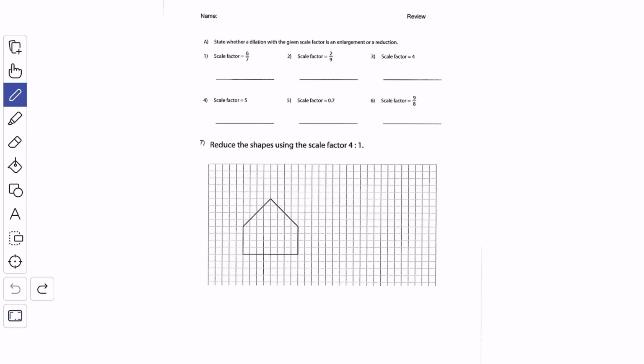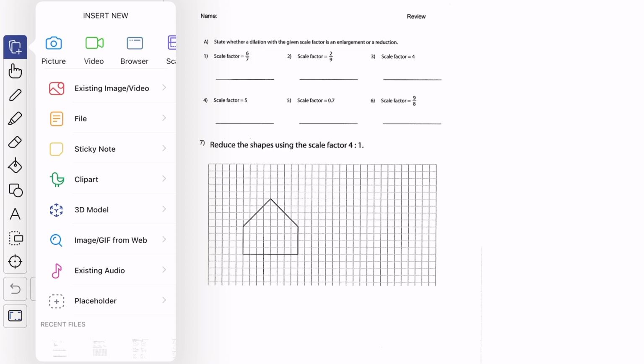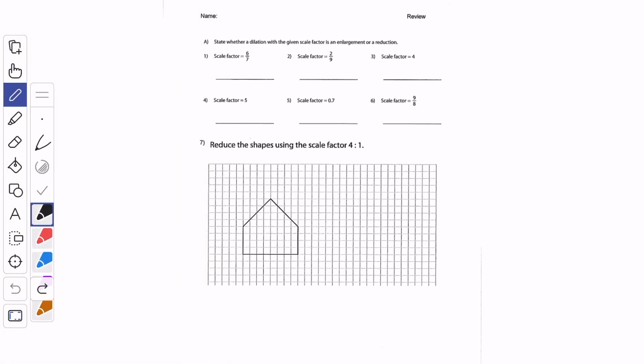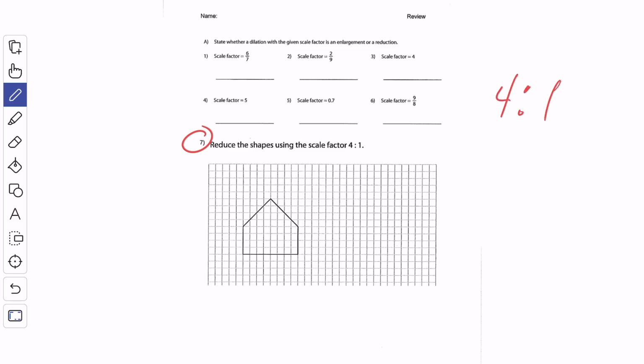All right, so we're going to go over a couple of the questions for this one as well. For number 7, I'm not going to go over 1 through 6, but number 7, first off, it says reduce the size. So obviously we're going to be drawing this a little bit smaller, and it says a scale factor 4 to 1. So that means the bigger one, this first image, since we're making it smaller, is going to be 4 times larger than the smaller image.